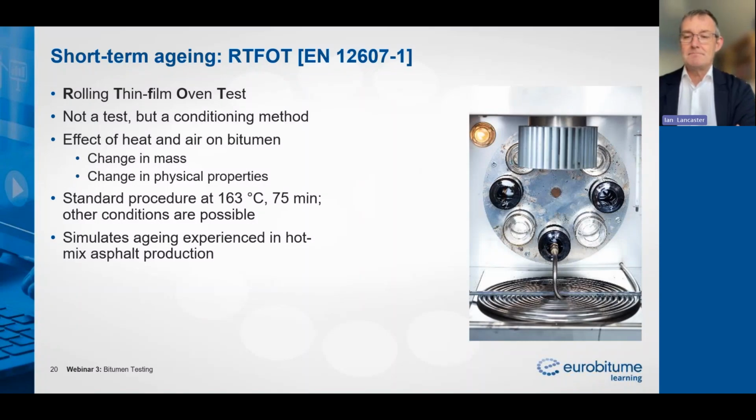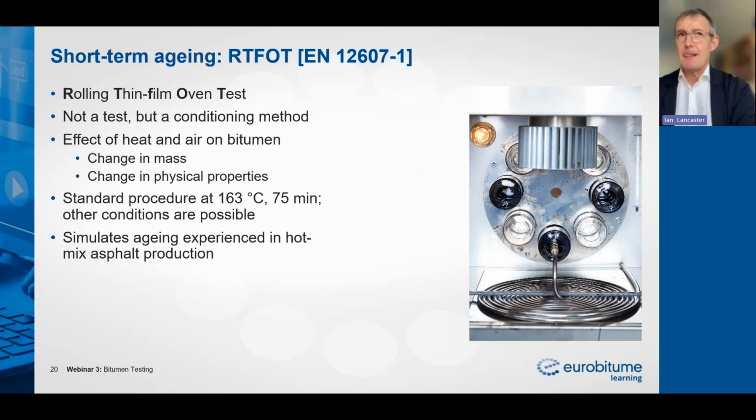Now, we measure the effect that this has on the bitumen typically in 2 ways. The first is to measure a change in mass, and that can go up or down depending on the binder. Most commonly, the mass will go down, as during the test we lose some volatile material from the bitumen, but it can, in some circumstances, go up. Or we measure change in physical properties, and we can do that, again, by penetration, ring and ball softening point, viscosity. Any of those tests are applicable.